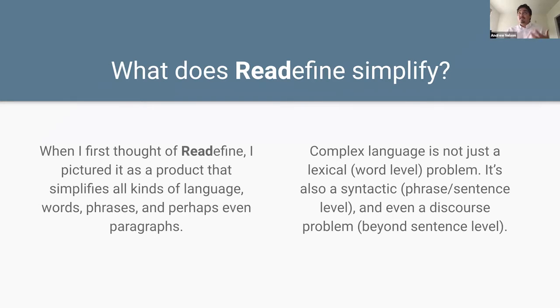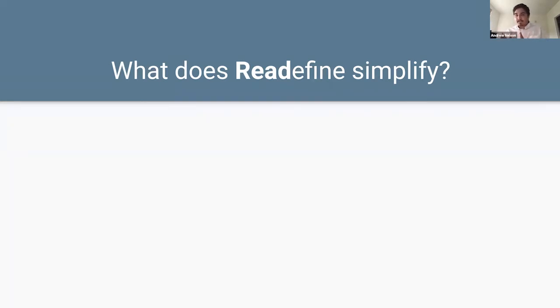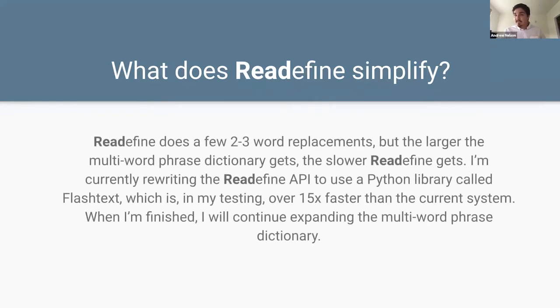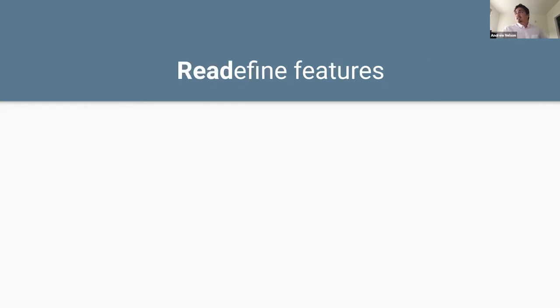Unfortunately, I've had some technical problems with regex and things like that when actually doing replacements, given my current system. So currently, most of our replacements are single word replacements, so lexical replacements, but we do some 2 to 3 word replacements. The larger the multi-word phrase dictionary gets, the slower Redefine gets. So I'm rewriting the API right now to use a specific Python library, which is way faster than the current system. After I'm finished with that, I'll continue working on the multi-word phrase dictionary. So let's get into some of the features.